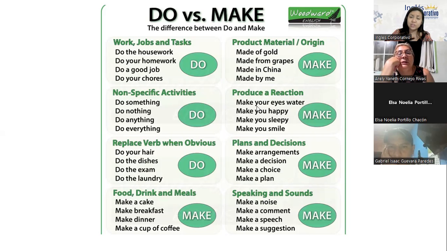To produce a reaction: make your eyes water, make you cry, make you happy, make you sleepy, make you smile. Plans and decisions: make arrangements, make a decision, make a choice, make a plan. We use make, we don't use do. Speaking and sounds: make a noise, make a comment, make a speech, make a suggestion. So in those cases, we're gonna use make. And in the other cases, do.